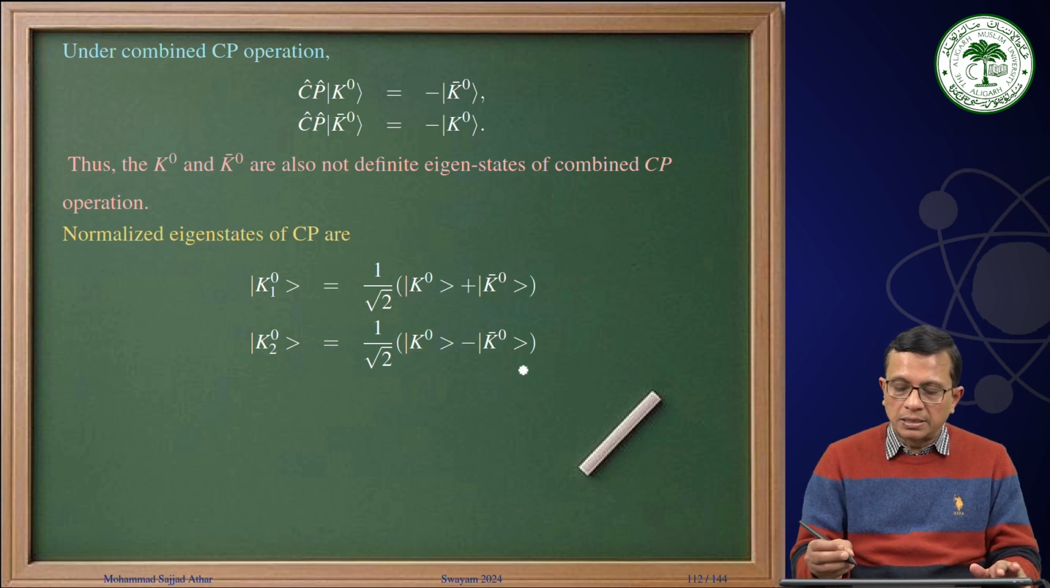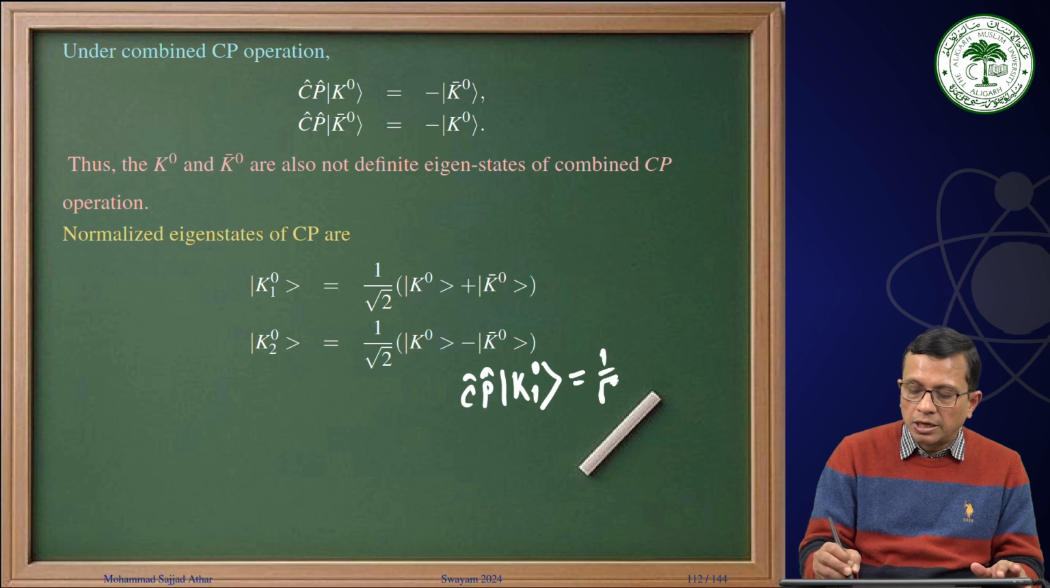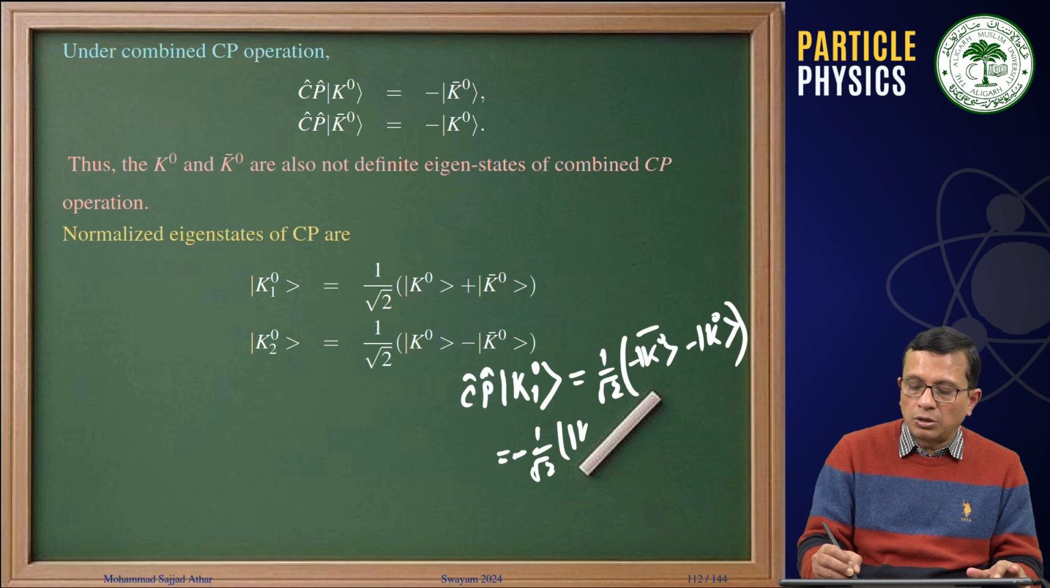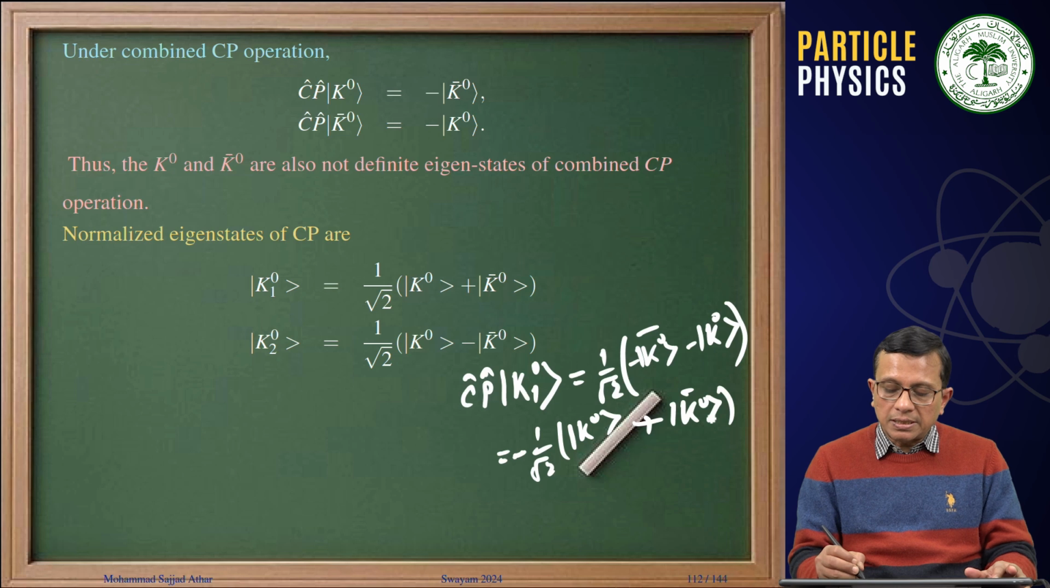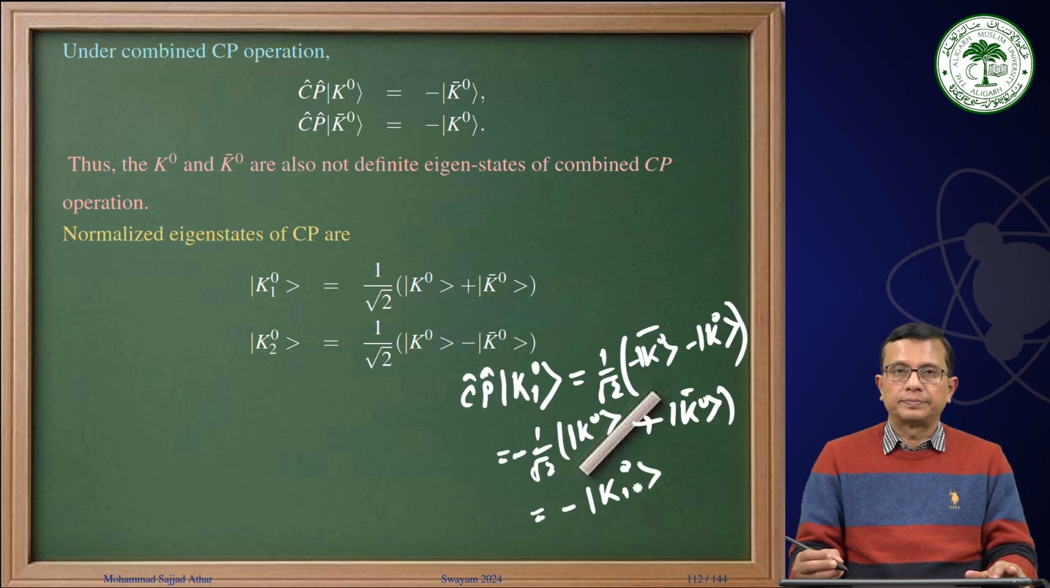What we will realize is that CP operating on the K0 state, you notice that K0 will change to minus K0 bar, and K0 bar will change to minus K0. You take the minus sign common, you have K0 plus K0 bar, and that means this is nothing but minus K10.